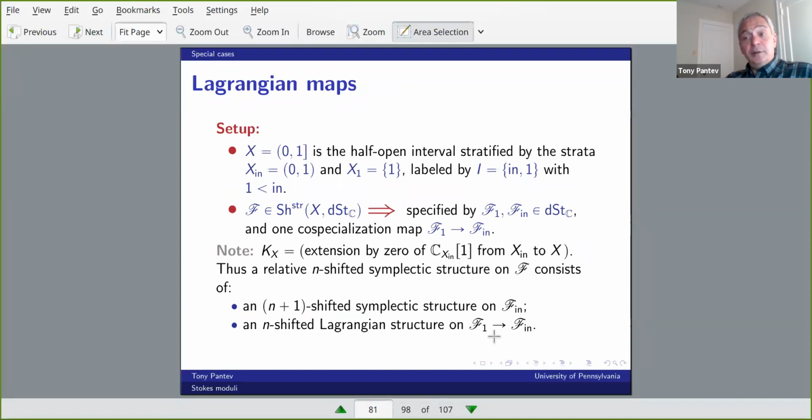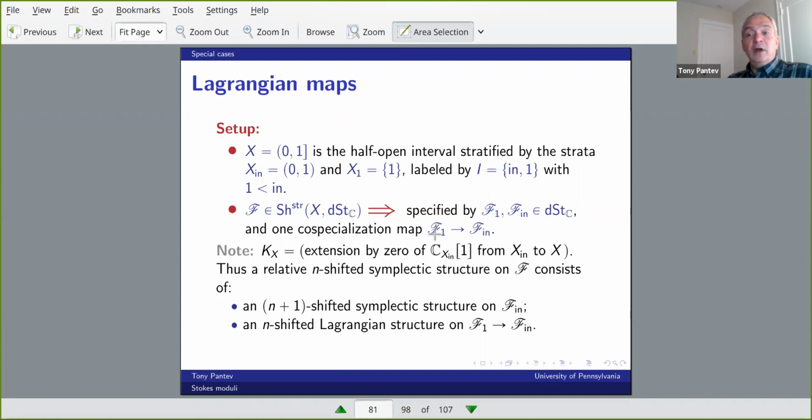You also get the notion of a Lagrangian as a special case. So if you take your topological space to be the half open interval, 0, 1, closed at 1, with two strata, one open stratum, which is the open interval, and one closed stratum, which is the point 1. Then these are labeled by a 2-point set, the inner stratum and the closed stratum, with one less than inner. And then a constructible sheaf of stacks on this is just two stacks, F1 and F inner, together with the co-specialization map.